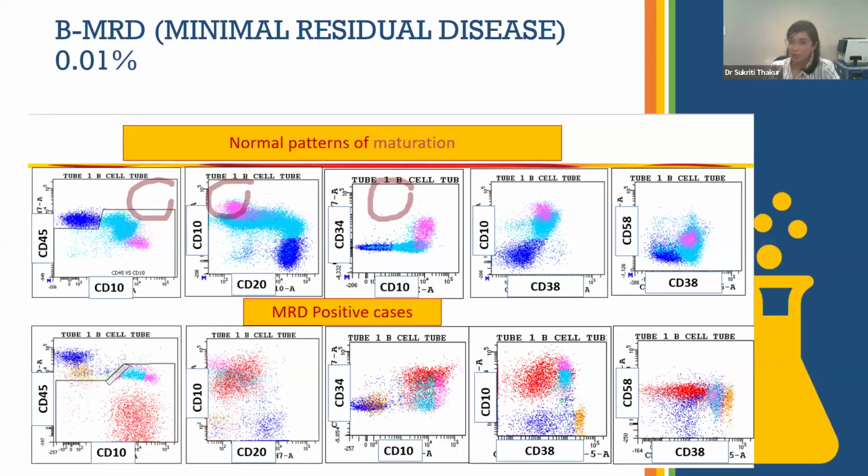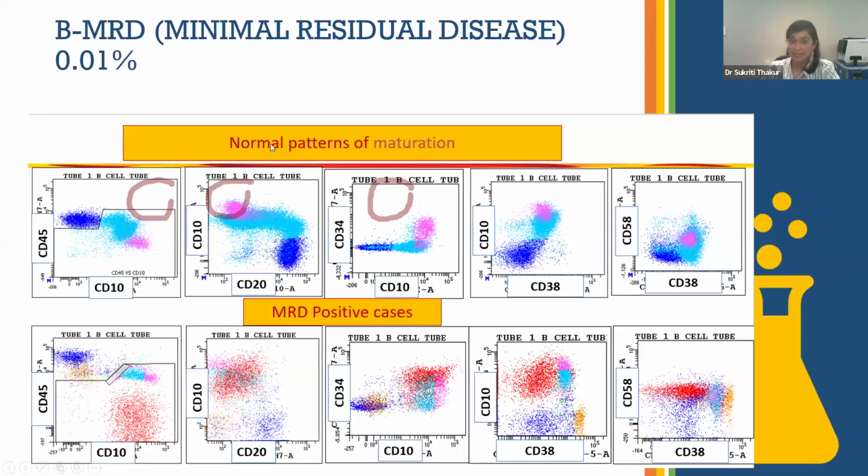So on flow, we have MRD being done, and it is a very sensitive and specific technique for MRD also. But for that, you have to understand the normal maturation patterns, right? So what is normal, what is abnormal? Because it is very difficult to separate the disease from the population of normal cells.